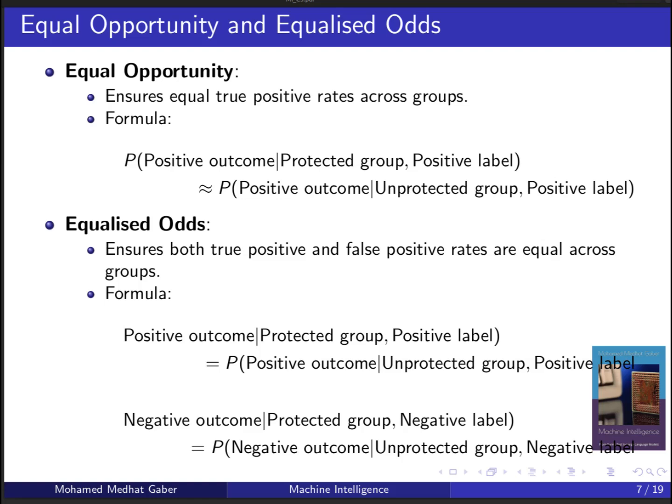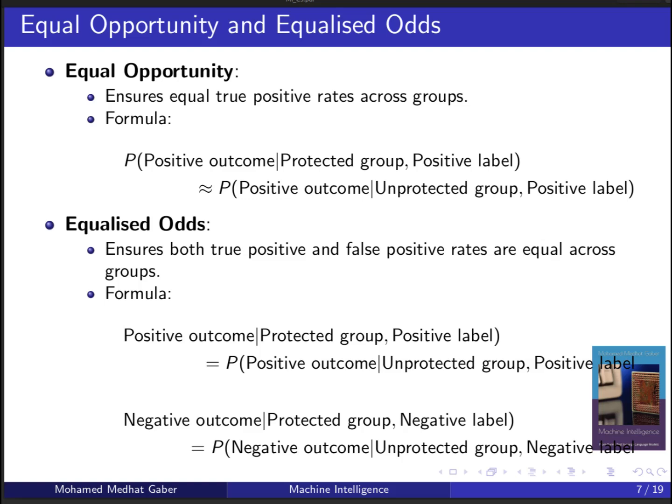Mathematically, this is expressed as the probability of a positive outcome given a positive label, indicative of qualification, and belonging to a protected group being approximately equal to that for an unprotected group. This ensures that, for those who deserve a positive outcome, their group membership does not disadvantage them. On the other hand, equalized odds extends this fairness criterion by requiring that both true positive rates and false positive rates are equal across different groups.